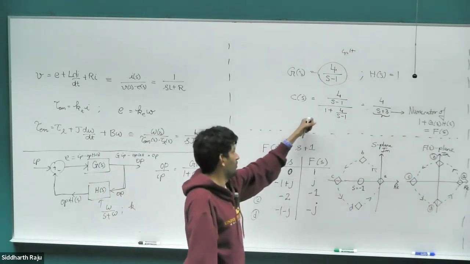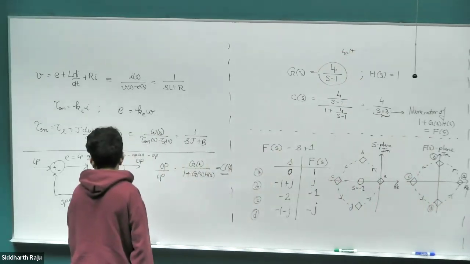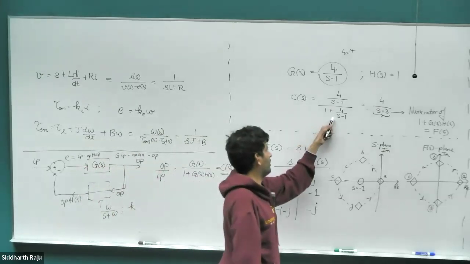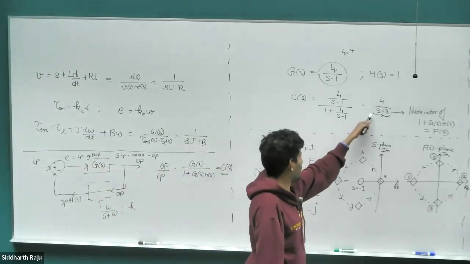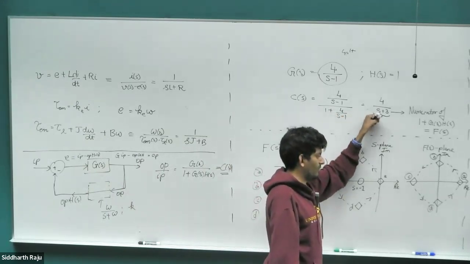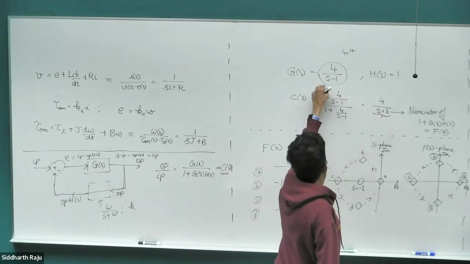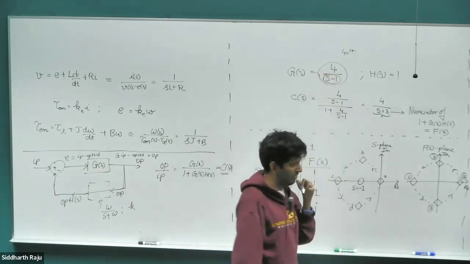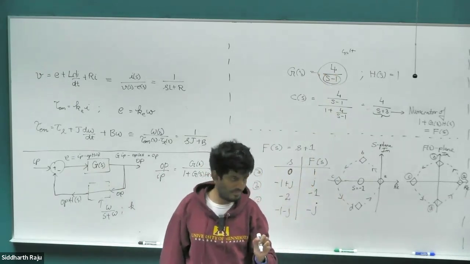But once we close this loop, here I'm just closing the loop using a unity feedback. So H of s is just 1. I plug it into this equation and I end up with 4 divided by s plus 3. So just by closing the feedback loop, I can make the system stable. So just by looking at the open loop transfer function, we cannot make any predictions about the stability of the closed loop transfer function.